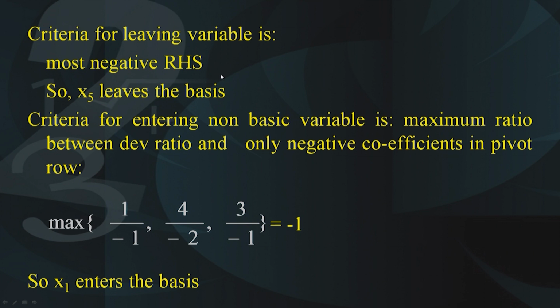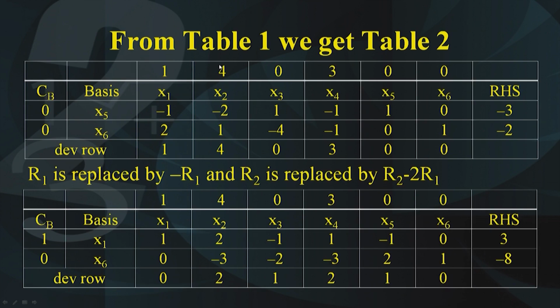Now, out of these three, we have to select the one that is maximum. And you can see that the maximum is equal to minus 1. So, what does this indicate? This indicates that x1 should enter the basis. And that is what is to be done.